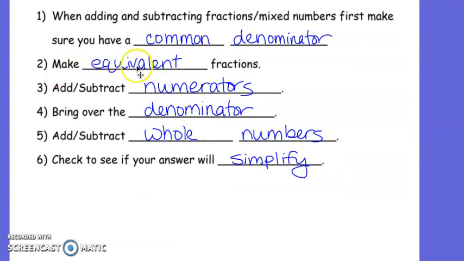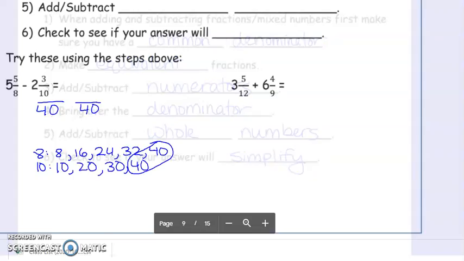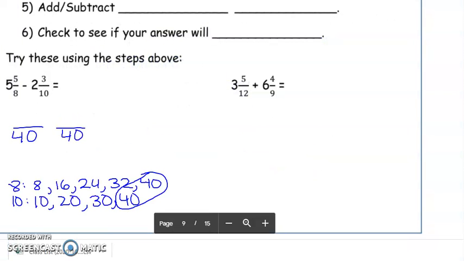Okay, make equivalent fractions. So what that is saying is the 8 became a 40, right? 8 times what gives you 40? And that would be 8 times 5. So that means I actually have to multiply the top and bottom by 5. That's how we make it equivalent. Okay, so 5 times 5, 25.